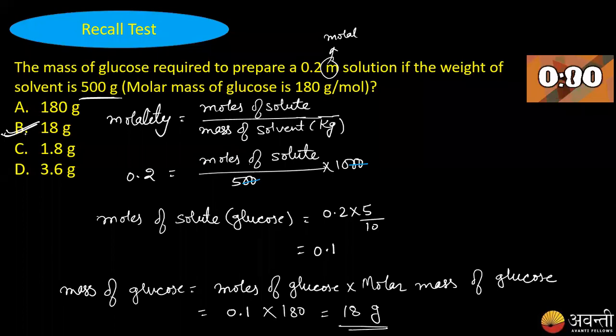Let's talk about the learning objective of this class. Today we'll be discussing solubility, what the factors are that affect solubility, and then we are going to talk about Henry's law. Before starting solubility, we will need some concentration terms. So let's start with those concentration terms and how we can write their formulas.